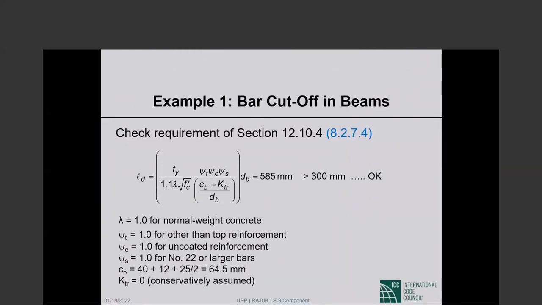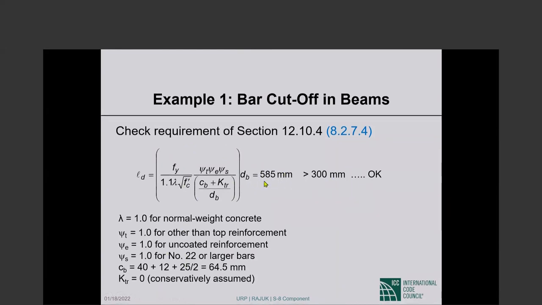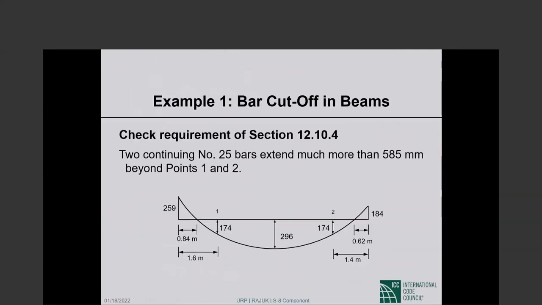Now, what is the development length of these bars? Here comes the expression of ACI 318, and without going into all the details, the calculated development length of the continuing number 25 bars comes to 585 millimeters. There is a minimum of 300 millimeters that doesn't govern. So 585 millimeters is L sub D.